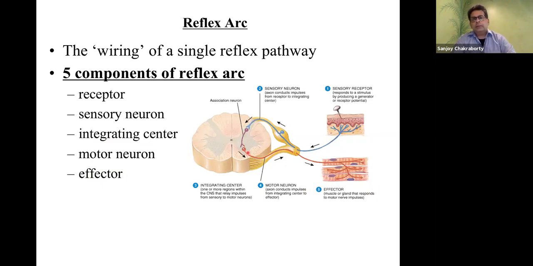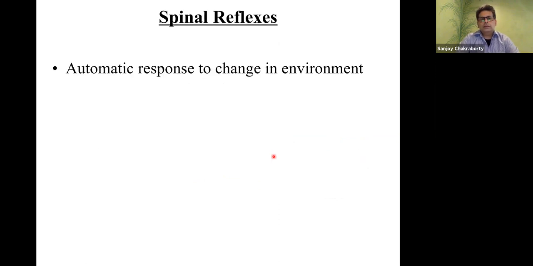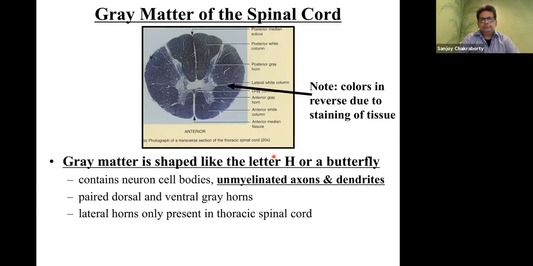Now, what we learned here about the structure of the spinal cord, or the cross section of the spinal cord, is this side is posterior, this side is dorsal, this side is anterior. Posterior or dorsal, anterior or ventral. Now, sensory neuron always comes from the dorsal side, and motor neuron always goes out from the ventral side. This is important.